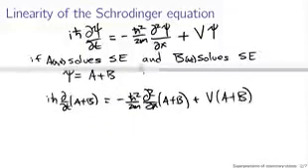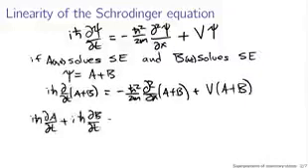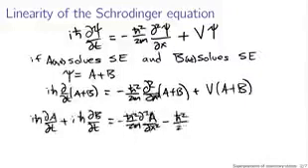So I can write that out: i h bar partial derivative of A with respect to time plus i h bar partial derivative of B with respect to time equals minus h bar squared over 2m second derivative of A with respect to space. Oh, forgot my squared on the second derivative. Minus h bar squared over 2m second derivative of B with respect to position, plus V times A plus V times B. That's just following those fundamental rules.